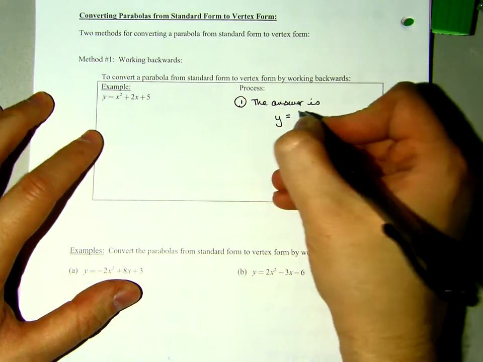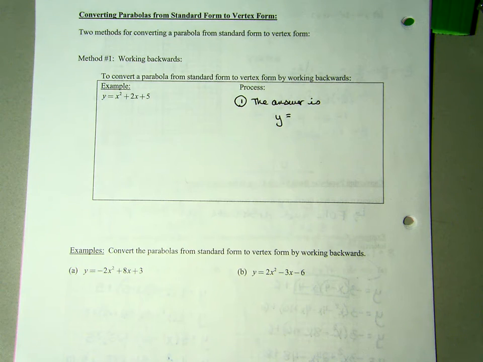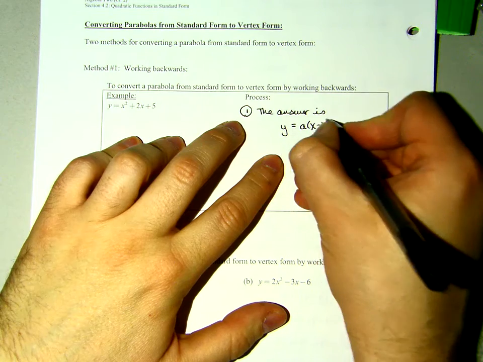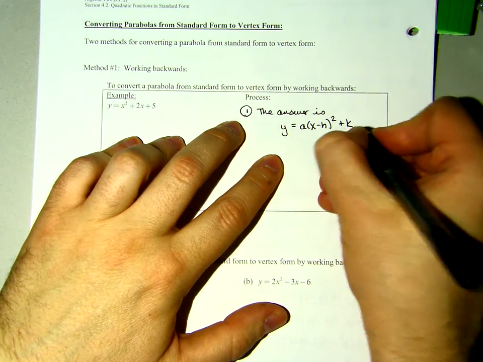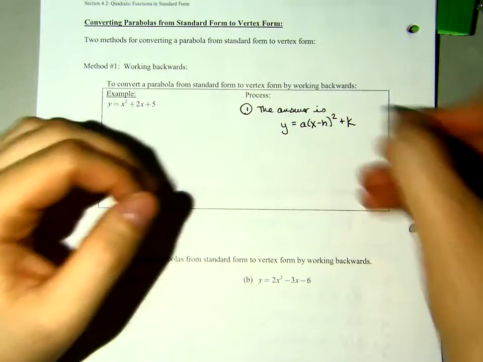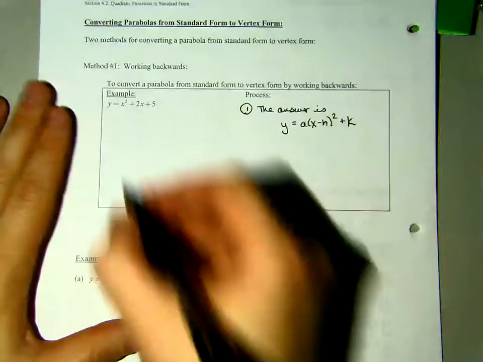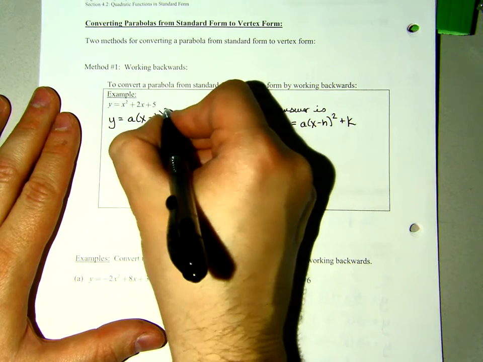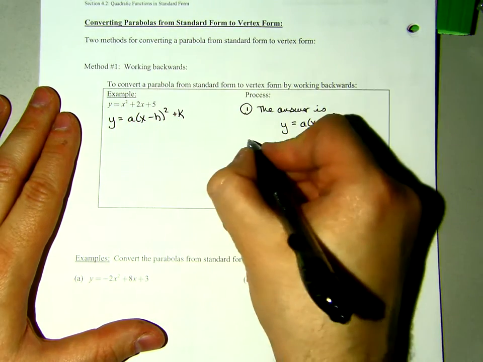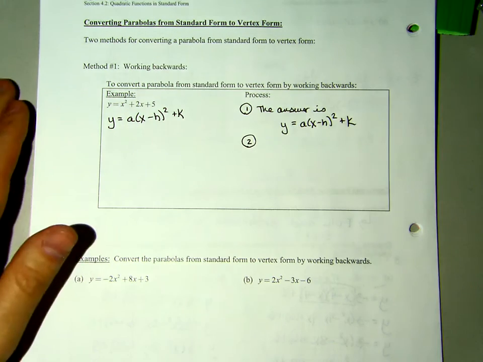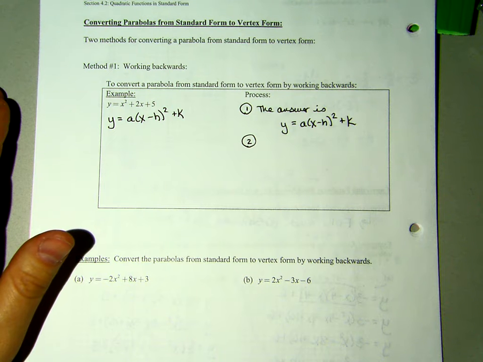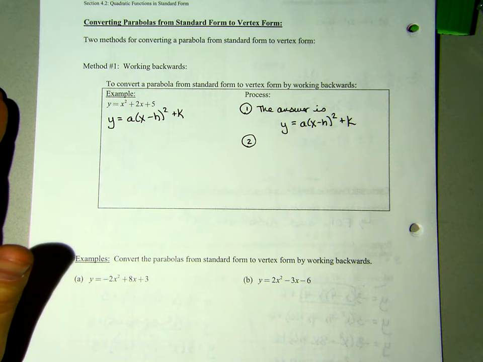y equals, well, can someone tell me what vertex form looks like? a times x minus h squared plus k. Good. And I really hope you all just knew that for that quiz. So I know my answer. My answer has to look like y equals a times x minus h squared plus k. What do h and k stand for? The vertex. Do you know how to find the vertex? Like how?